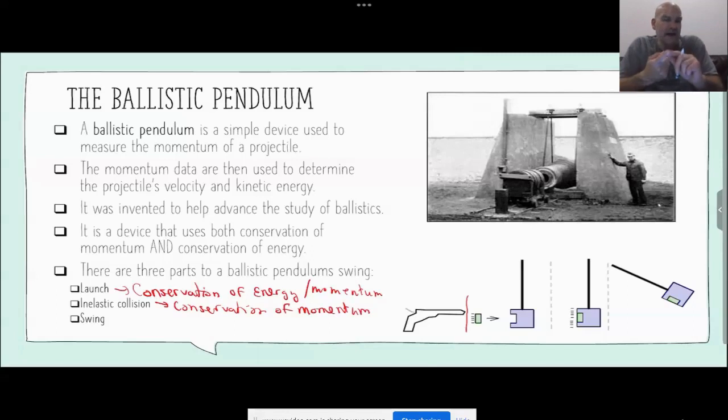If it's inelastic, in most cases the object's going to embed into the block, but if it doesn't and it bounces off, you could have an elastic collision occurring, which will actually give you the most in terms of energy, because remember, energy is conserved in that process. When you have inelastic collisions, the energy is not conserved, so then you have less energy coming out of the collision than was going in before the collision. And then finally you have the swing, and that will use conservation of energy.